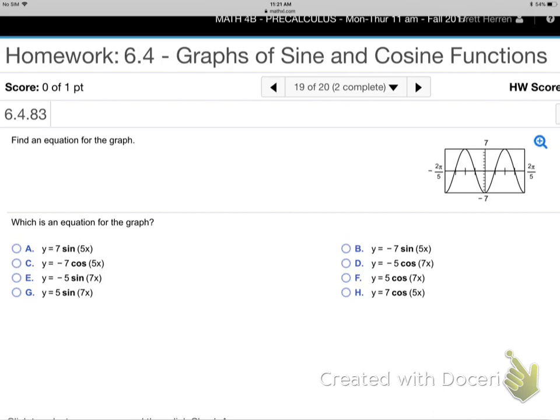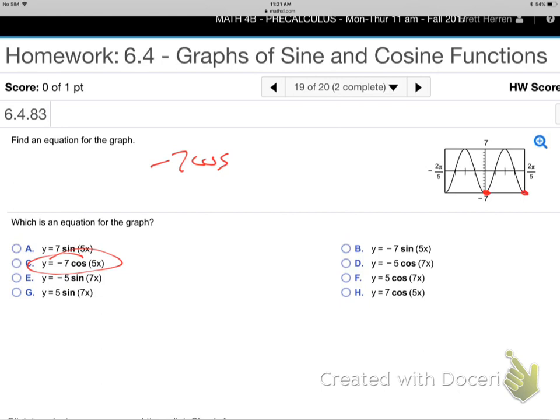So, is this a sine or cosine? Close. He starts low, ends low. His midline has not been moved. So, he starts low, ends low, which means he's a negative cosine, huh? It's a negative 7 cosine. Done. There's only one negative 7 cosine.